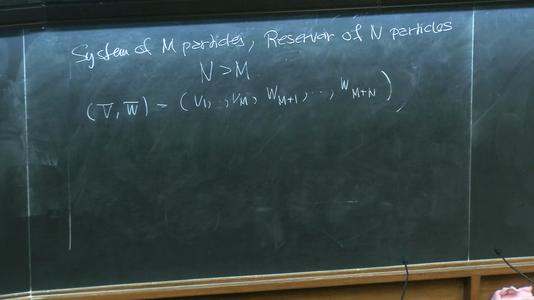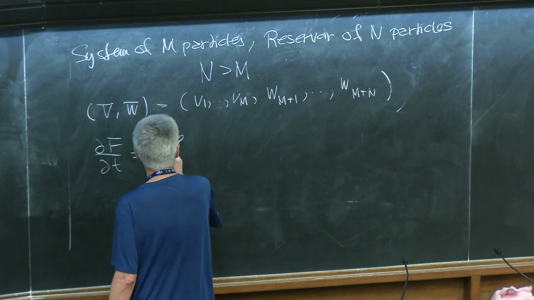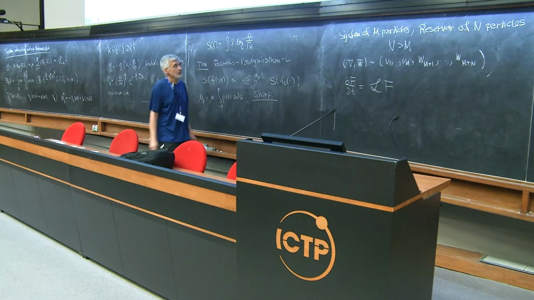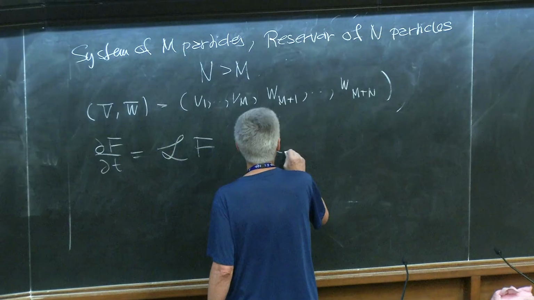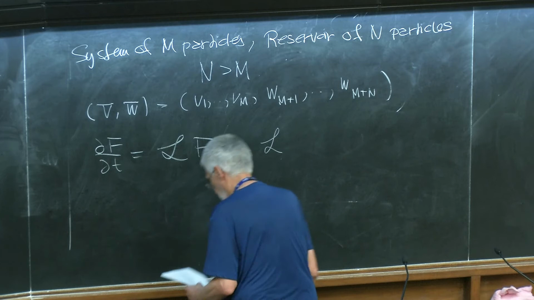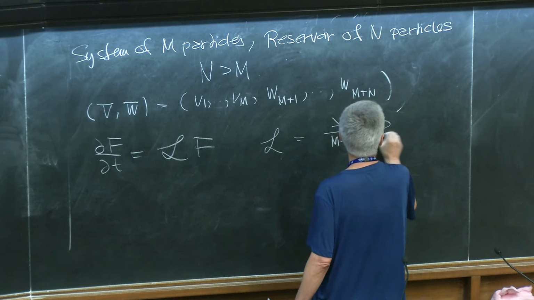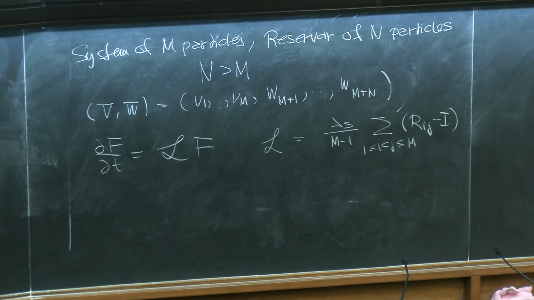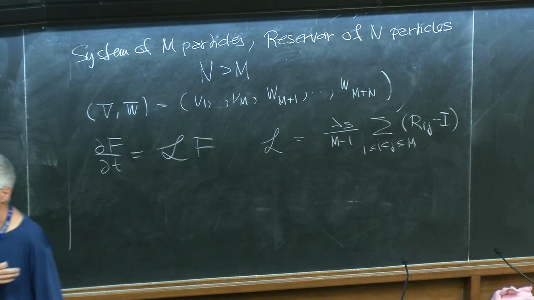And now what you do is you write down the master equation, df dt equals Lf. Notice it's L and not L infinity. This infinity points towards the infinity of the thermostat, right? And what is L? L has a few terms. The first term is lambda s over m minus 1, sum over i less than j, less or equal to m, greater or equal to 1, of R ij minus identity. What does this describe? This is precisely your old Kac model of the system. The particles in the system are allowed to collide. That's what they do with this term.